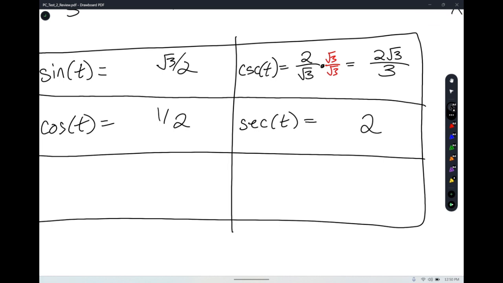That's called radicalizing the denominator, or rationalizing the denominator. Getting rid of square roots in your denominator, where you just multiply by 1 using your denominator.